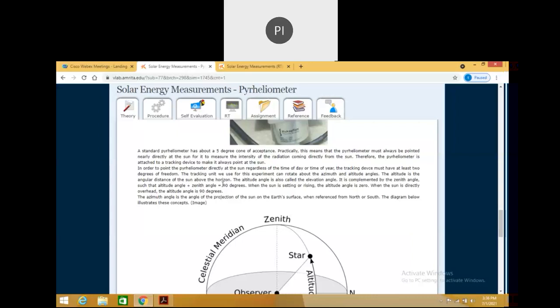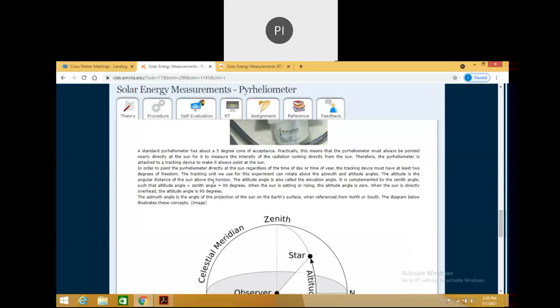In order to point the pyrheliometer directly at the sun regardless of the time of the day and time of the year, the tracking device must have at least 2 degrees of freedom. How much should it be? 2 degrees means variation of plus or minus. The tracking unit we use for this experiment can rotate about azimuth and altitude angles.